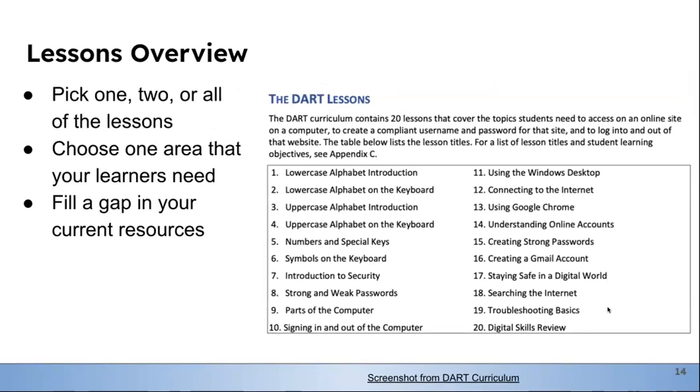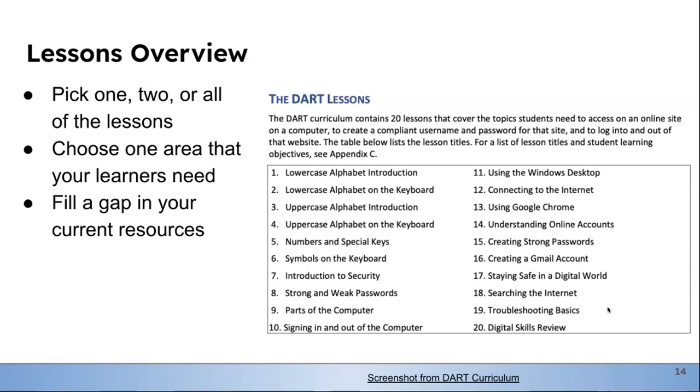So thinking about an overview of the whole entire curriculum from DRAW, you have 20 lessons. These are the 20 lessons, and they start off with learning the alphabet, lowercase and uppercase, learning numbers and special keys on the keyboard, symbols, and then you're going to start talking about things like strong and weak passwords, using the internet and Windows, creating a Gmail account and being able to send a simple email.